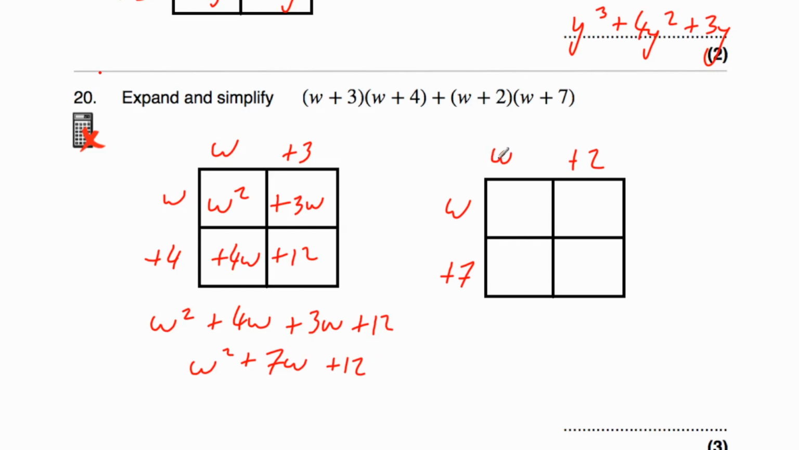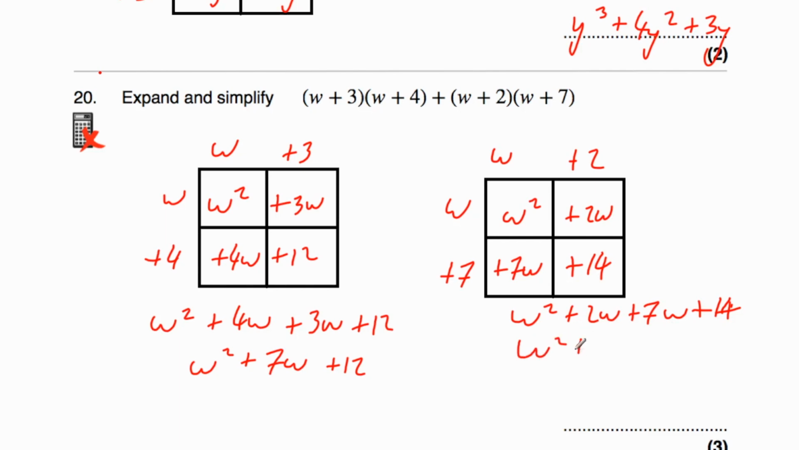Now our next pair of brackets, so we've got w plus 2, and we're timesing it by w plus 7. So w times w is w squared. W times 2 would be plus 2w, w times 7 would be plus 7w, and 2 times 7 is plus 14. So that would be w squared plus 2w plus 7w plus 14. And adding them together, the w terms would be w squared plus 9w plus 14.